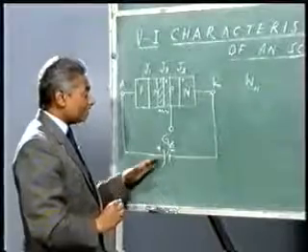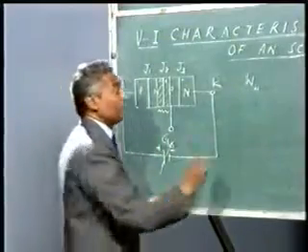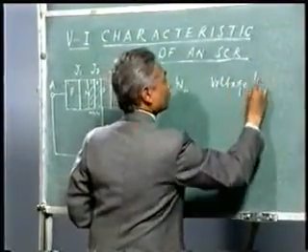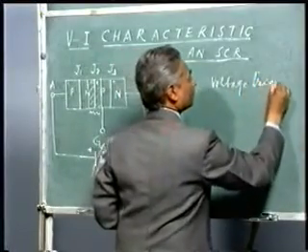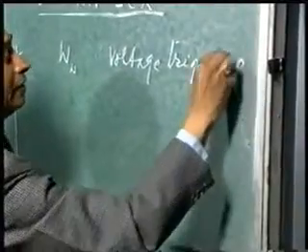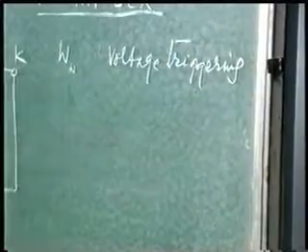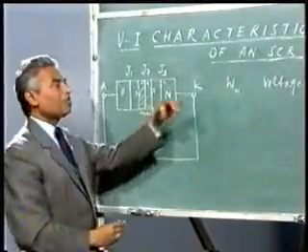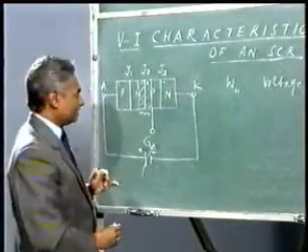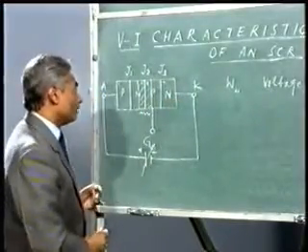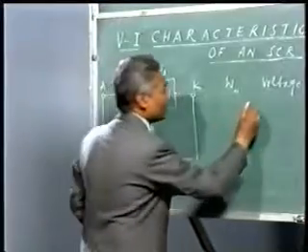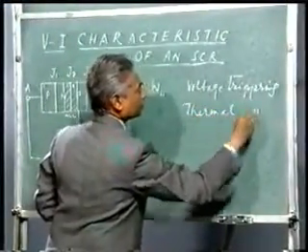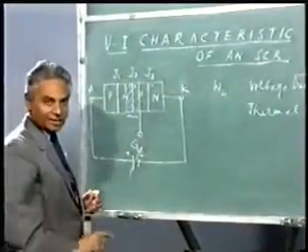Since we have done it with the help of voltage, it is known as voltage triggering. That means the conduction has taken place because of the voltage applied here, and we call it voltage triggering process. Now there is another method of doing it, that is known as thermal triggering. Let us see what is that thermal triggering.